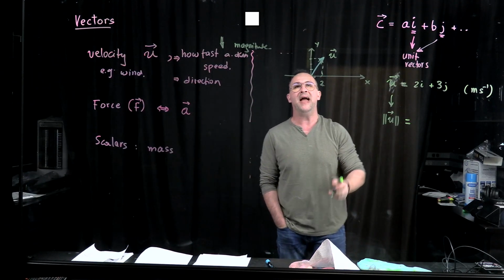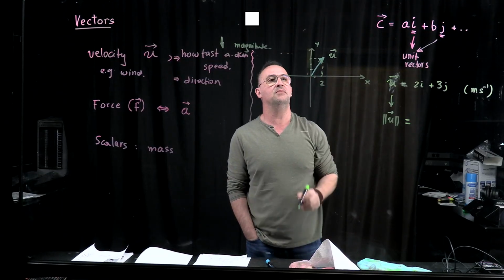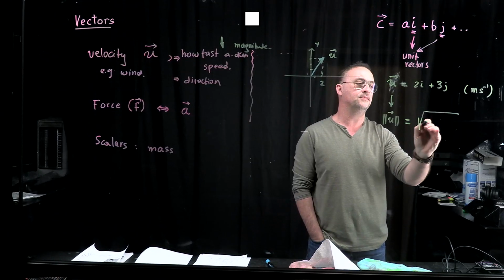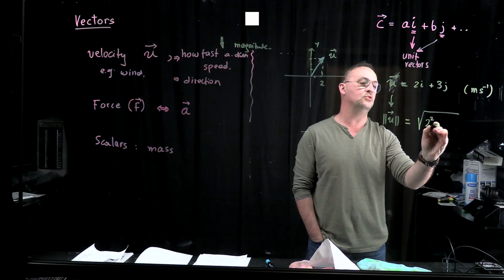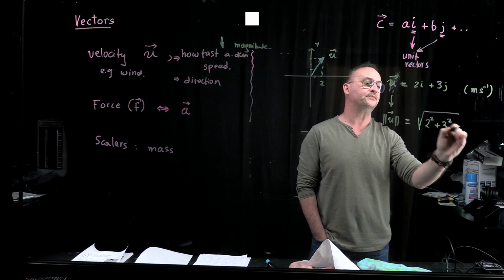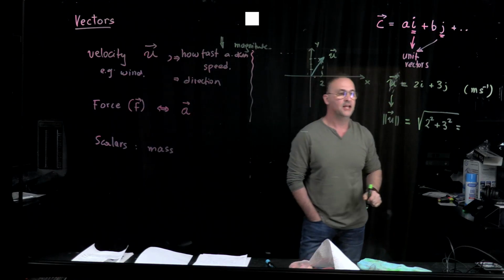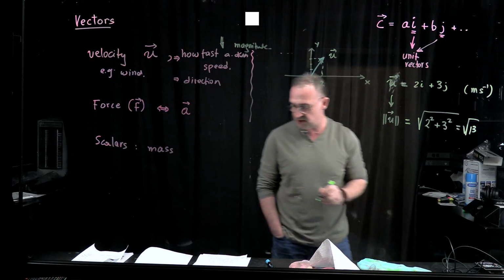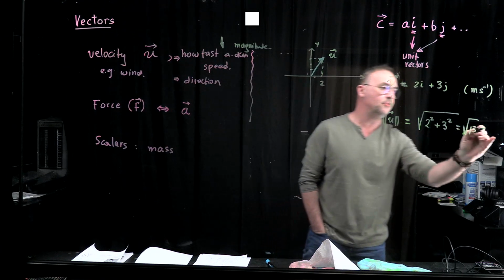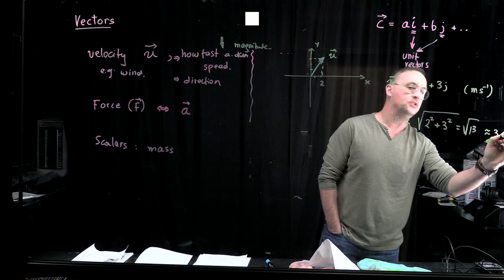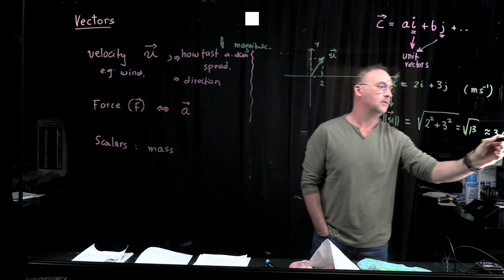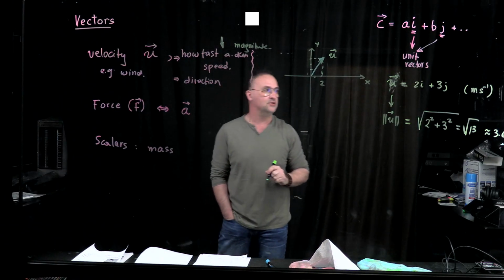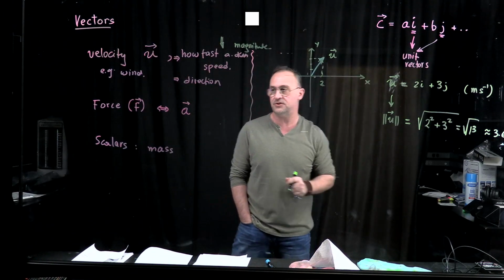And how do we find the magnitude of this vector? Simply using the Pythagorean theorem. This is the hypotenuse. So this is going to be 2 raised to the power of 2 plus 3 squared. This makes 4 plus 9, square root of 13, which is approximately 3.6 meters per second. So this is the magnitude of my velocity.